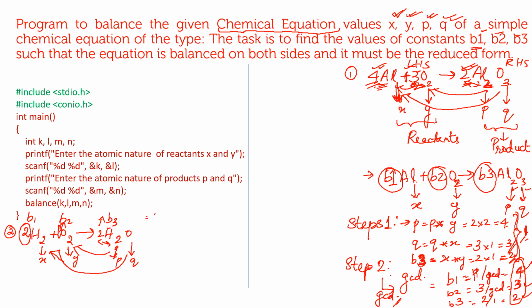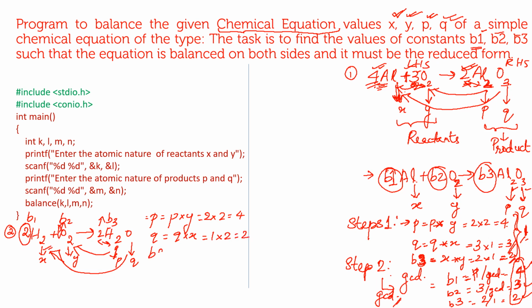Now what is your new term? P is equal to P into Y. P is equal to 2, Y is equal to 2. So 2 into 2, which is equal to 4. Now what is your Q? Q is equal to Q into X. What is your Q value? 1, right? 1 into X, which is 2, which is equal to 2.